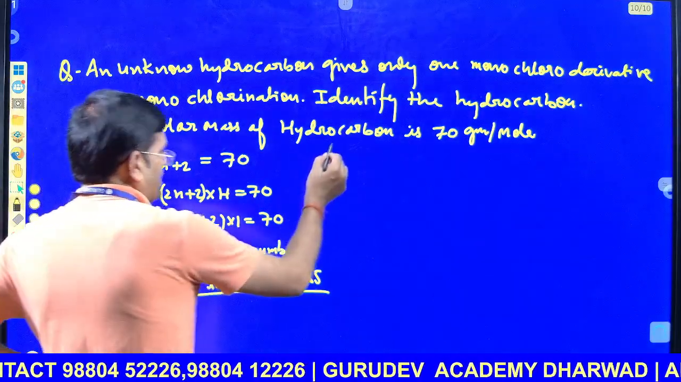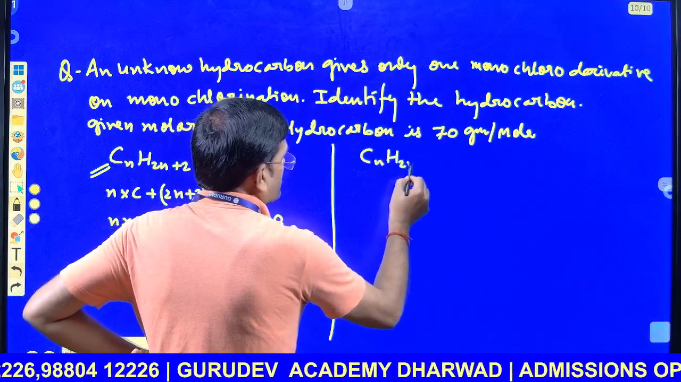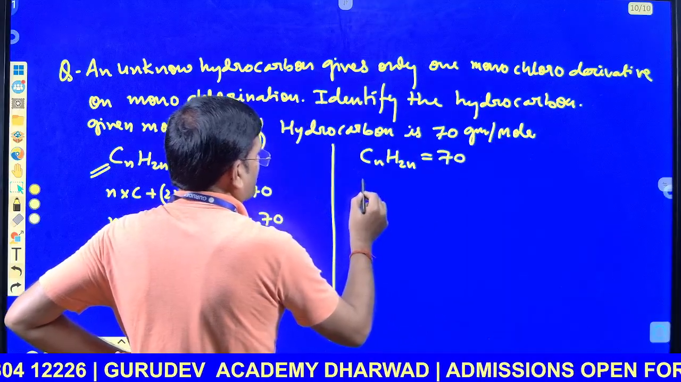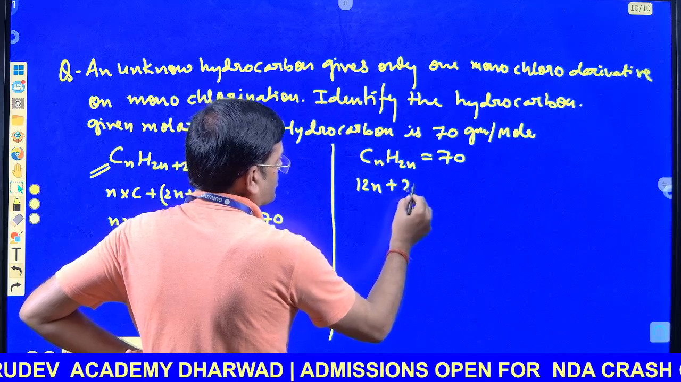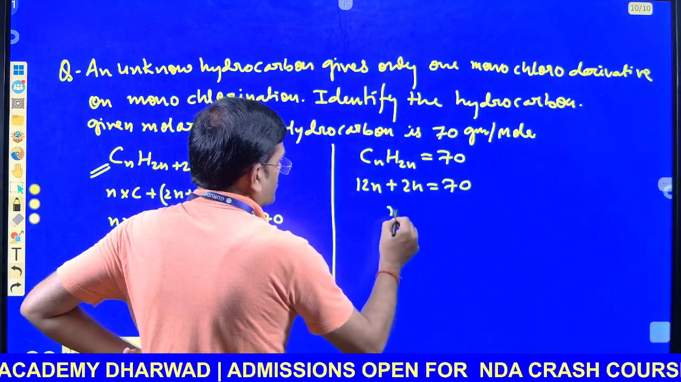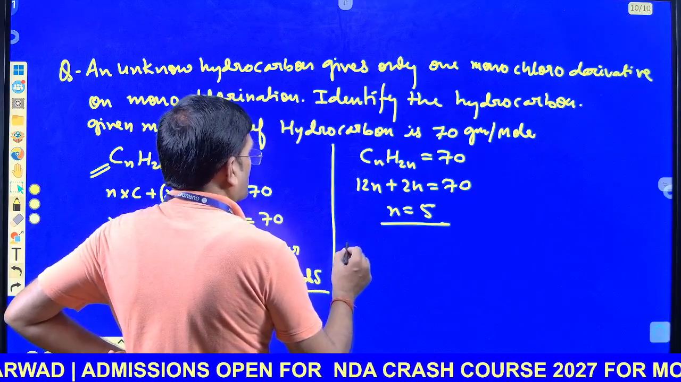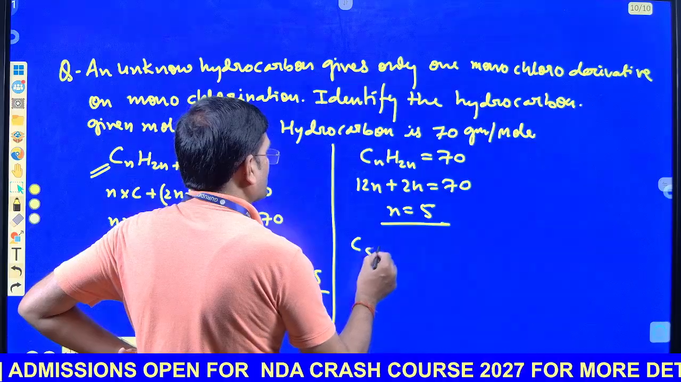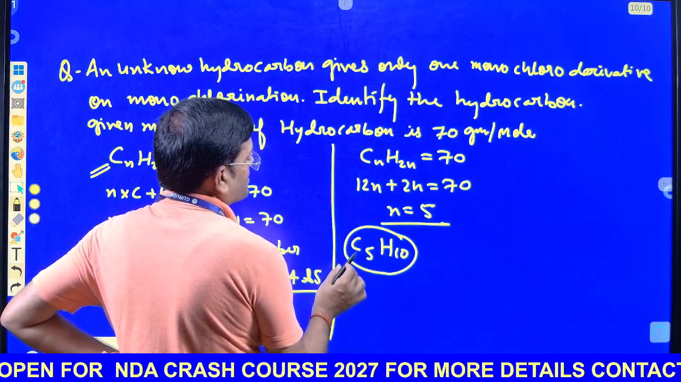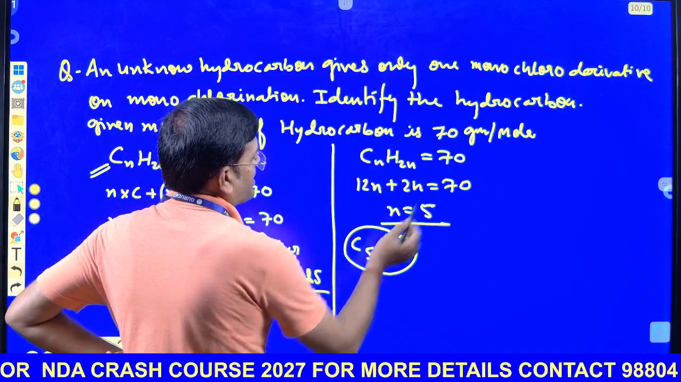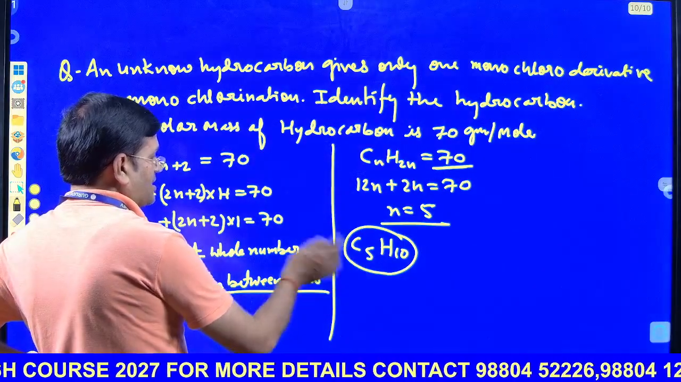So now move for alkene. What is the formula of alkene? CnH2n is equal to 70. In the same way, atomic mass of carbon is 12. So this is 12n plus 2n is equal to 70. So in this case, n comes out to be 5. Means the hydrocarbon is what? C5H10. Just see the molar mass, 12 fives are 60 and 10, 70, and 70 was given already.